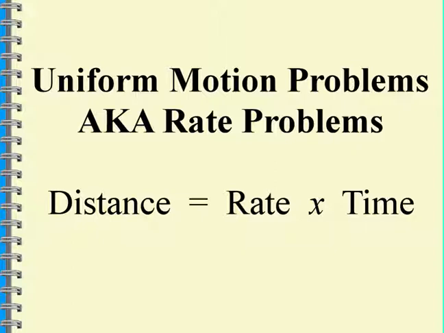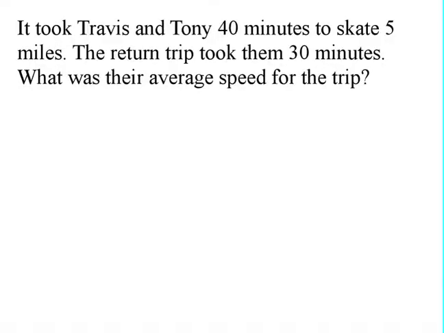Got to file that away, and you'll use that in science. Distance equals rate times time. So let's look at this one. It says it took Travis and Tony 40 minutes to skate 5 miles. The return trip took them 30 minutes. What was their average speed for the trip?